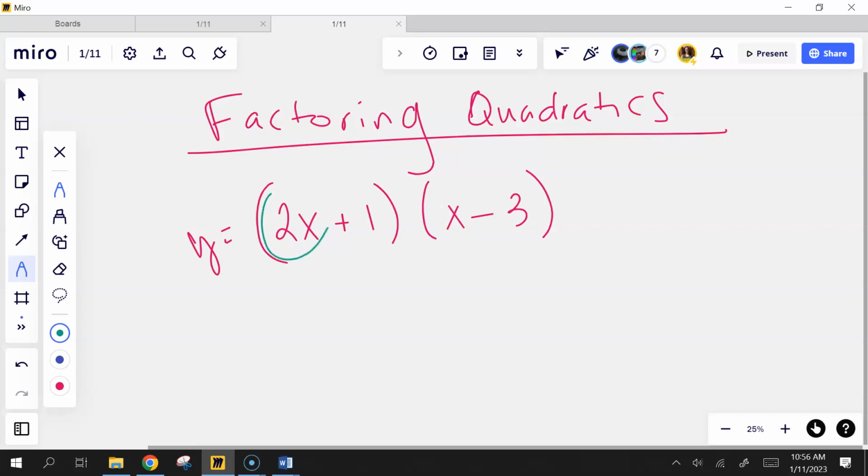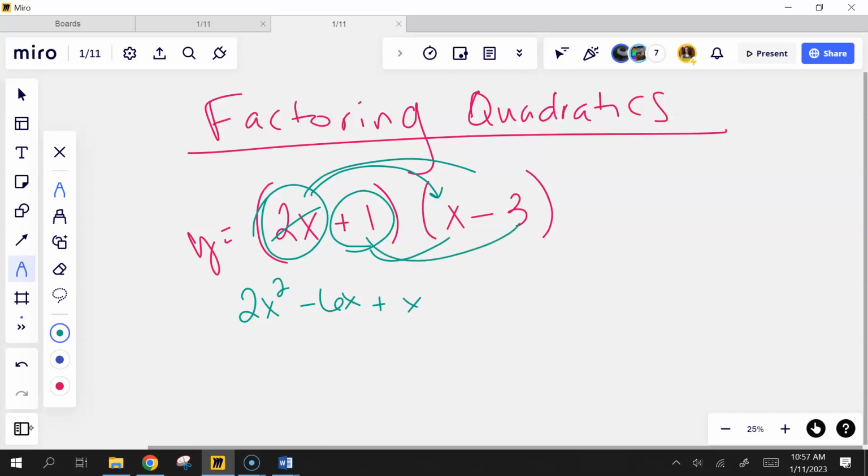We're going to start with the first term, and we're going to distribute it to everything in the second parentheses. Okay, so 2x times x is 2x squared. 2x times negative 3. All right, so now that first term has touched everything in the second parentheses. So now I'm going to stop with that, and I'm going to move to the next term. And now I'm going to distribute that through. 1 times x and 1 times negative 3.